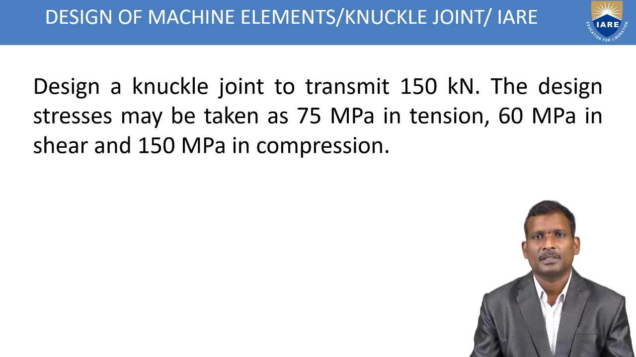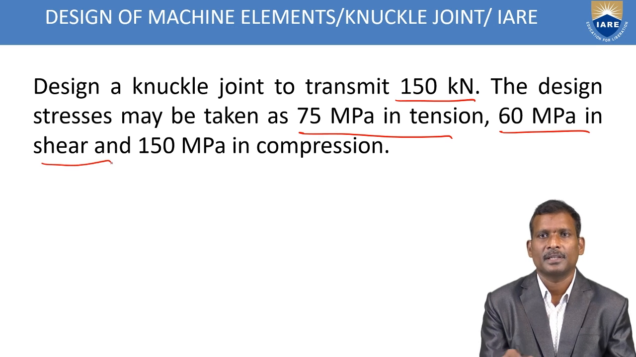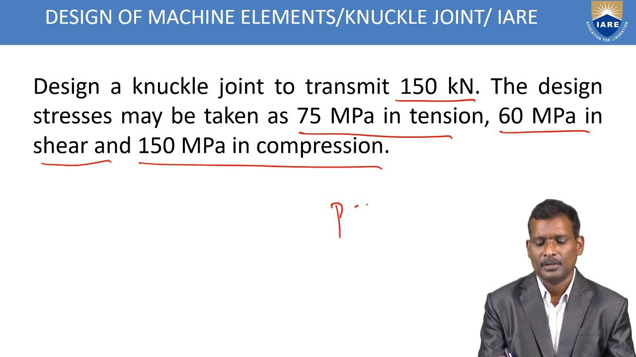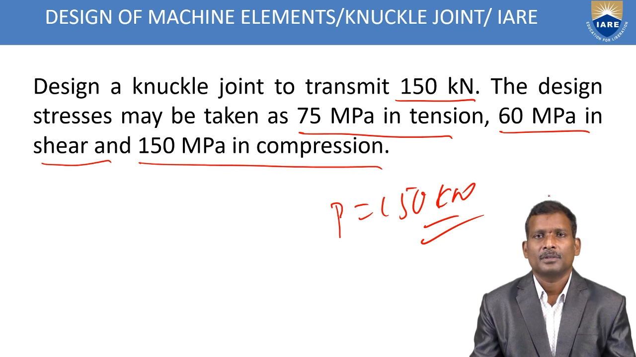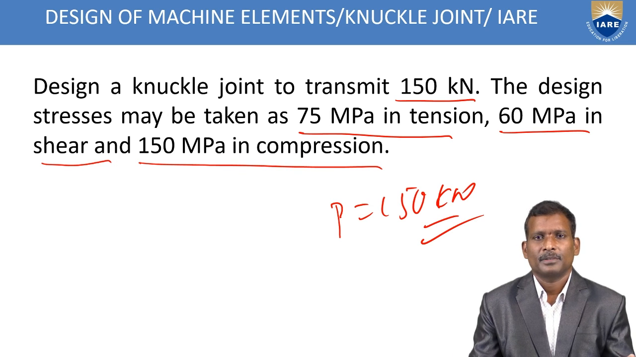Now the same procedure applies for this problem. Here it is given: design a knuckle joint to transmit 150 kilonewtons. The design stresses may be taken as 75 megapascal in tension, 60 megapascal in shear and 150 megapascal in compression. The shear stress, compressive stress and tensile stress values are given, and the tensile load P is also given as 150 kilonewtons. So you have to design a knuckle joint to transmit this much load. The procedure we have already discussed, so as per our procedure you can solve this problem. Apply those empirical relations and calculate all required dimensions of the knuckle joint.